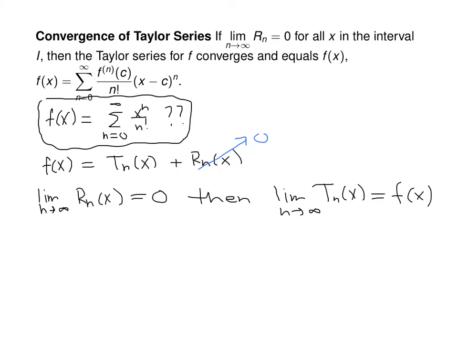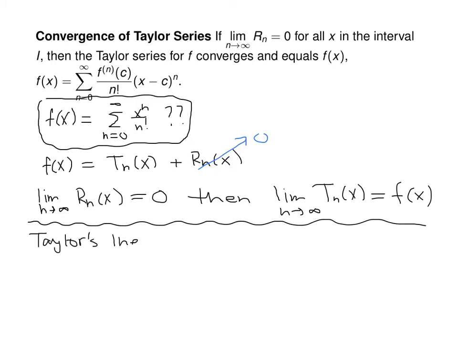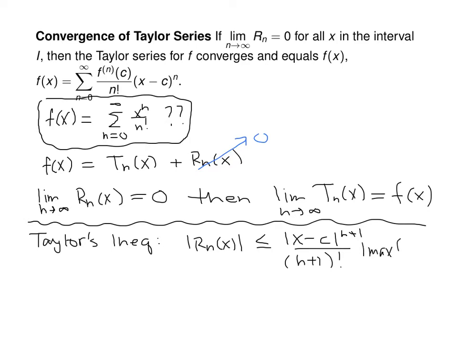And to prove that, you're going to need to use Taylor's inequality, which we actually had in the previous section where we discussed Taylor polynomials. And Taylor's inequality said the following: the absolute value of the remainder is less than or equal to the absolute value of x minus c to the n plus first power, all over n plus 1 factorial, multiplied by the maximum of the absolute value of the n plus first derivative.